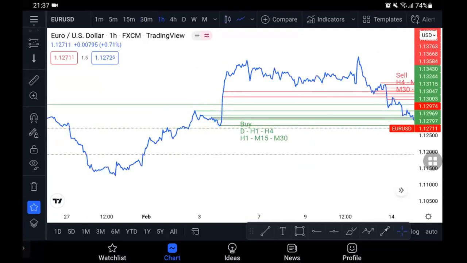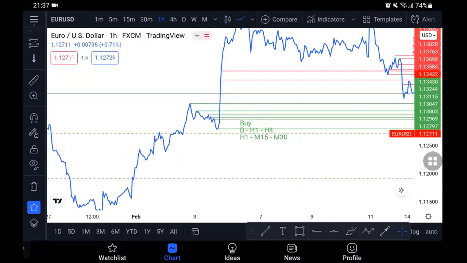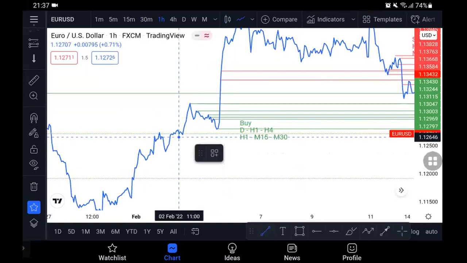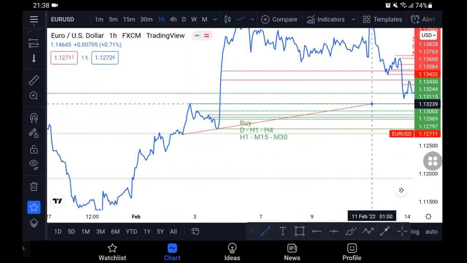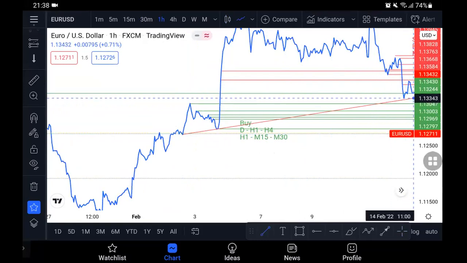To use it, just simply connect 2 points. It doesn't matter which point to take or anything. Just mark everything and then just wait for the reaction.